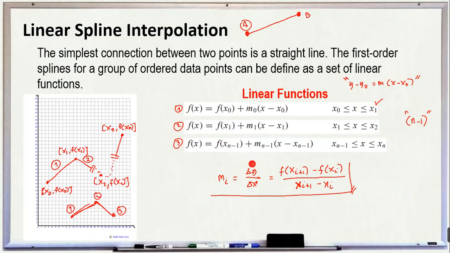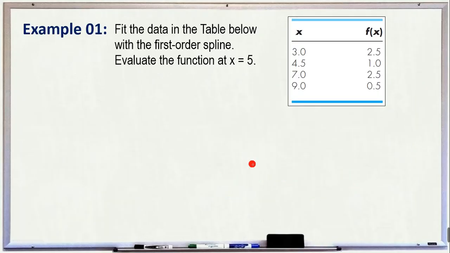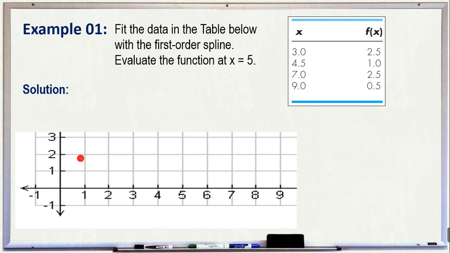Wala ra? Okay. So, let's have our first example. Fit the data in the table below with the first order spline. So, evaluate the function at x equals 5. So, this is the table of values for our x and our f of x. So, solution. The first thing that you will need is to graph the values. So, for our horizontal axis, this is our x. For our vertical, this is our f of x.